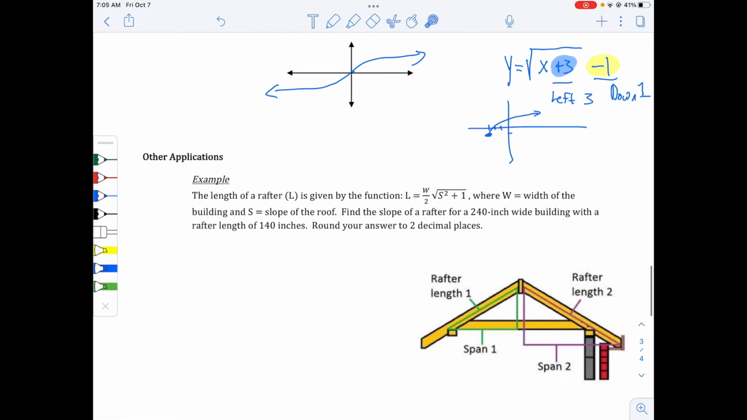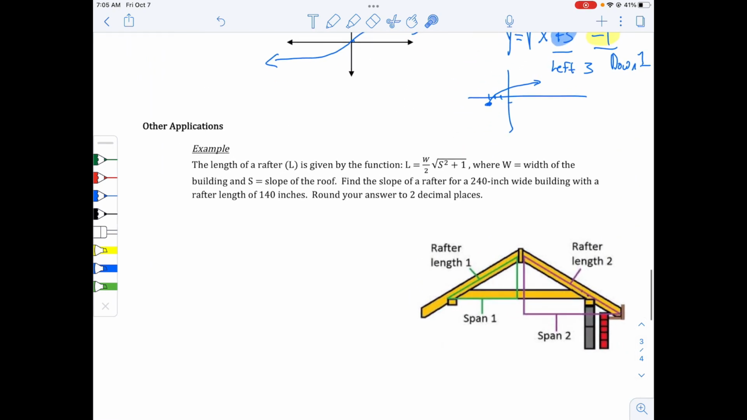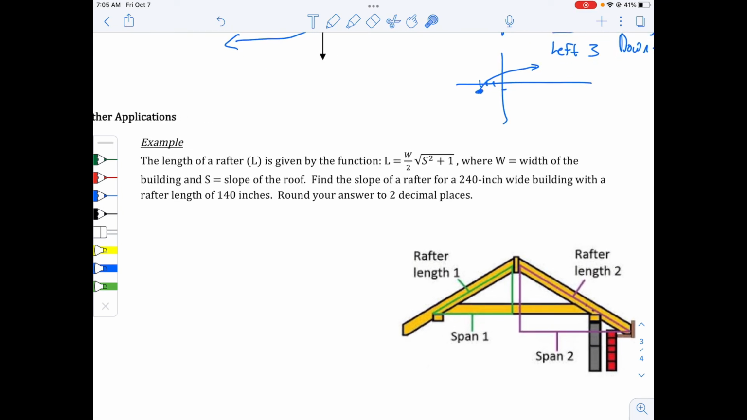All right? So, then let's leave it at this. One more thing about radical functions. We can use radical functions. Here's an equation. We have the rafter length of a house. The rafters are these things that hold the roof up. It can be found using this function, L equals W over 2 times the square root of S squared plus 1, where W is the width of the building and S is the slope. So we can say, all right, let's find the slope.